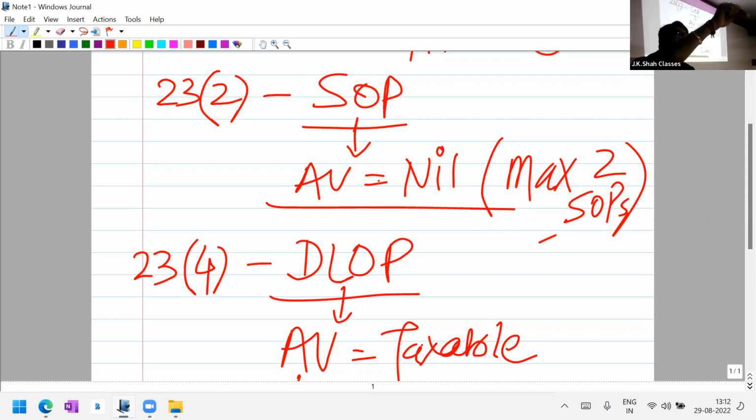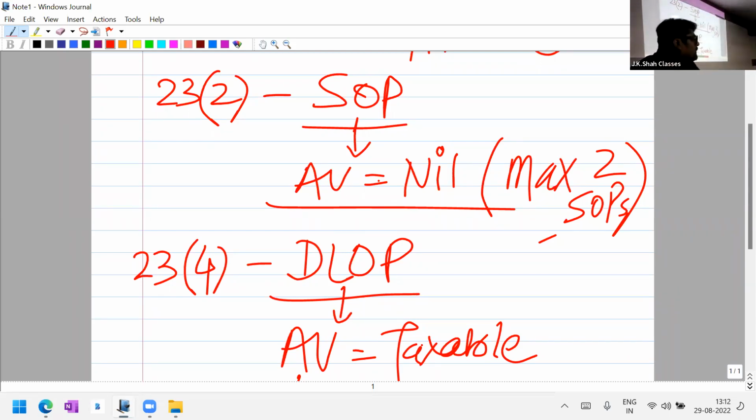Now tell me which SOP exemption should I take? Highest value. SOPs having highest annual value, I will claim as exempt, and the SOPs with lowest annual value, I will offer as deemed let out properties.